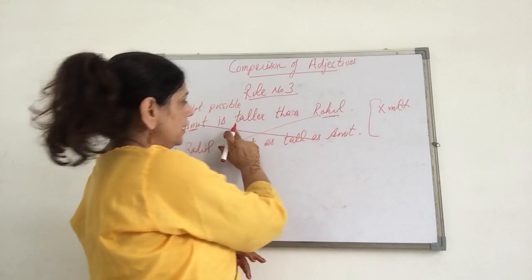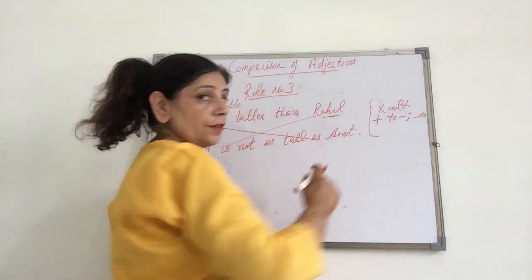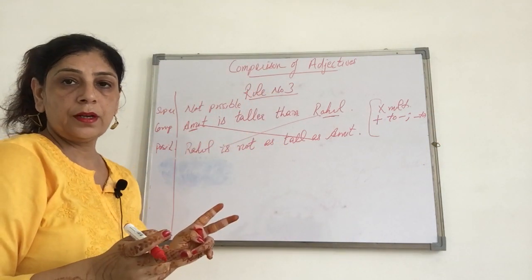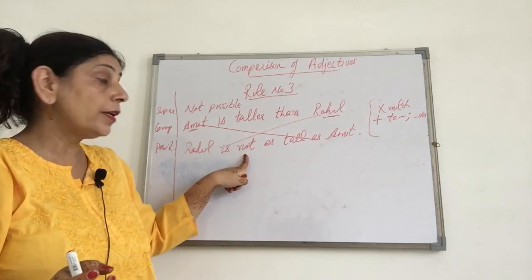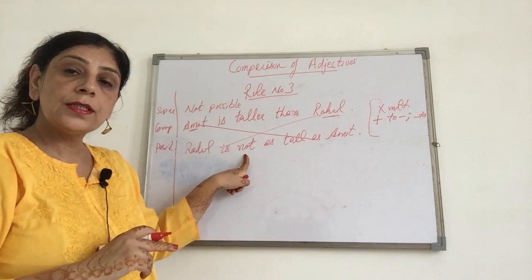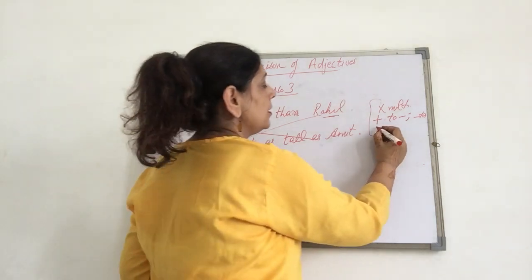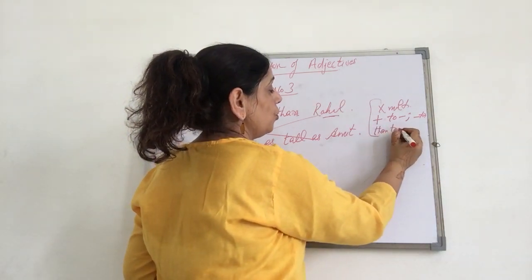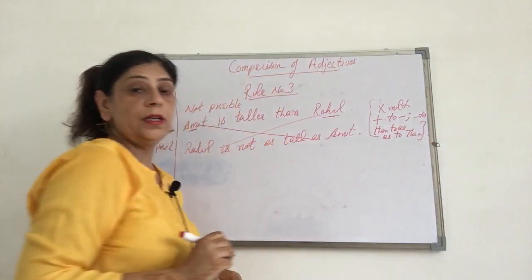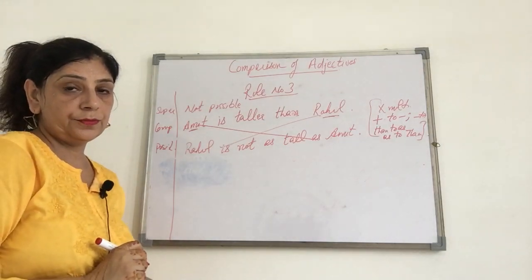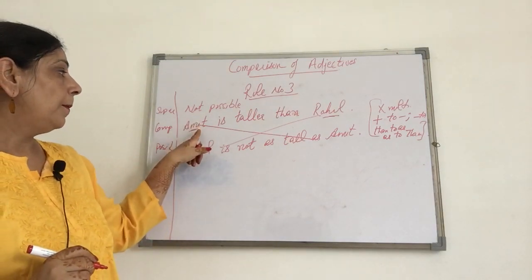Number 2, if the sentence is in positive, it goes negative. If negative, it goes positive. Vice versa. Amit is taller than Rahul, a positive sentence. Rahul is not as tall as Amit. It goes negative. Or we can say in other words, if the sentence is in than, it will change to as. And if it is in as, it will change to than. It will reverse for sure. Right? So this is rule number 3.